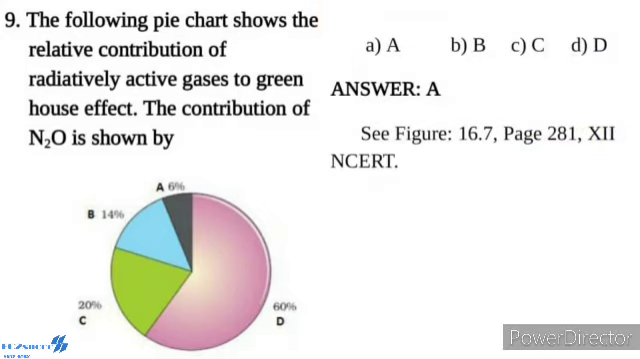Question number 9. The following pie chart shows the relative contribution of radiatively active gases to the greenhouse effect. The contribution of nitrous oxide is shown by. So, as shown in the diagram, the relative contribution of various greenhouse gases to total global warming.